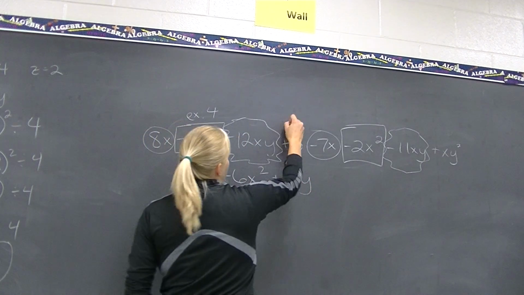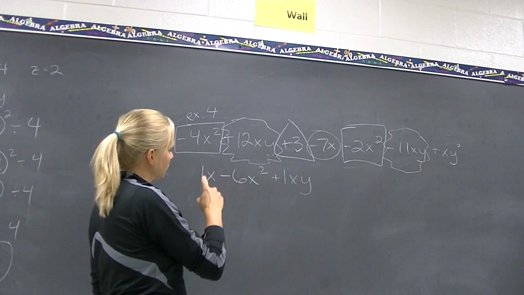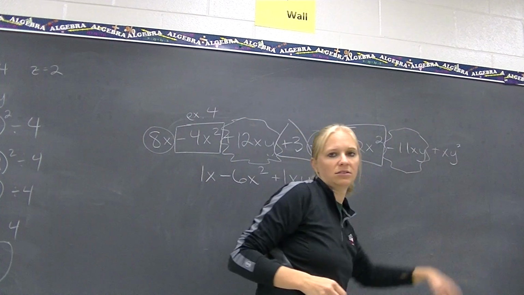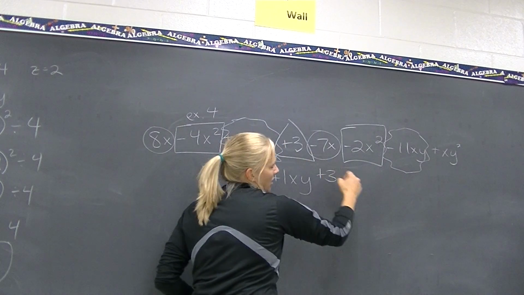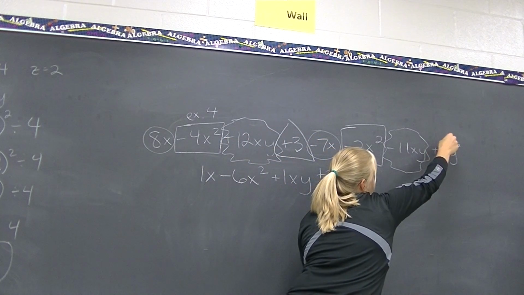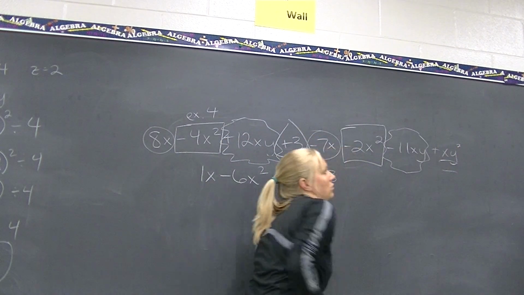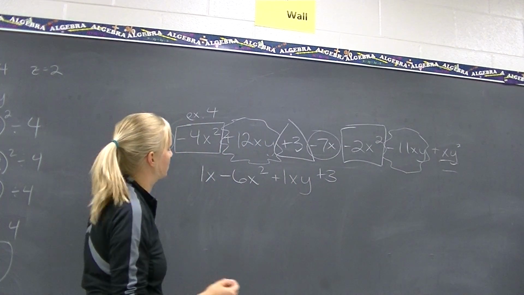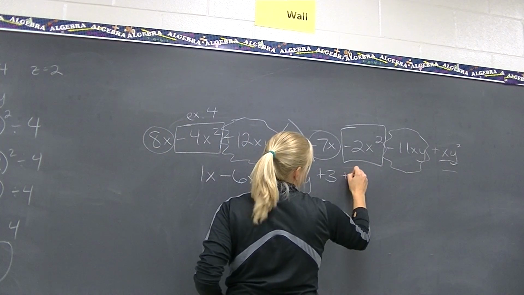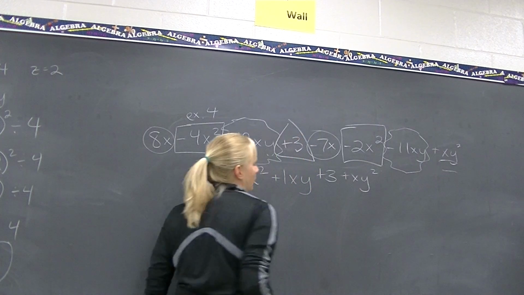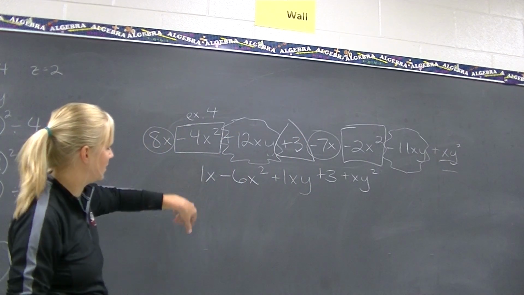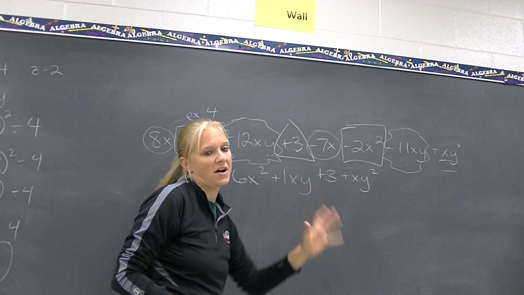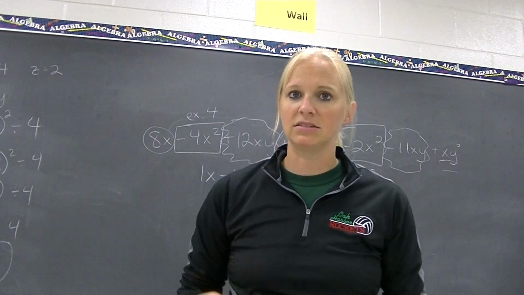Then it looks like we have 3, and there's no other term yet that is only a number, so we just bring that down. And then same here with a positive xy squared. There's no other term with an xy squared, so we bring that down as well. So now simplified, we simplified it down into 5 terms, but that would be it in simplified form.